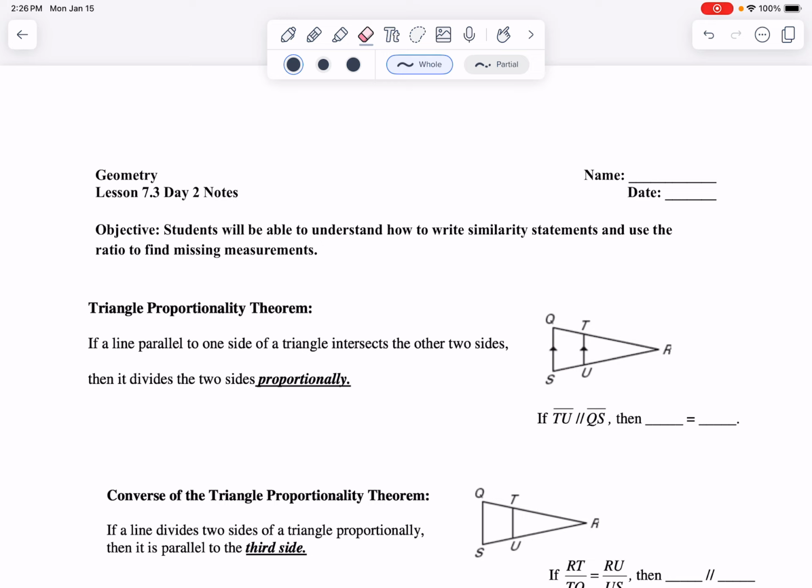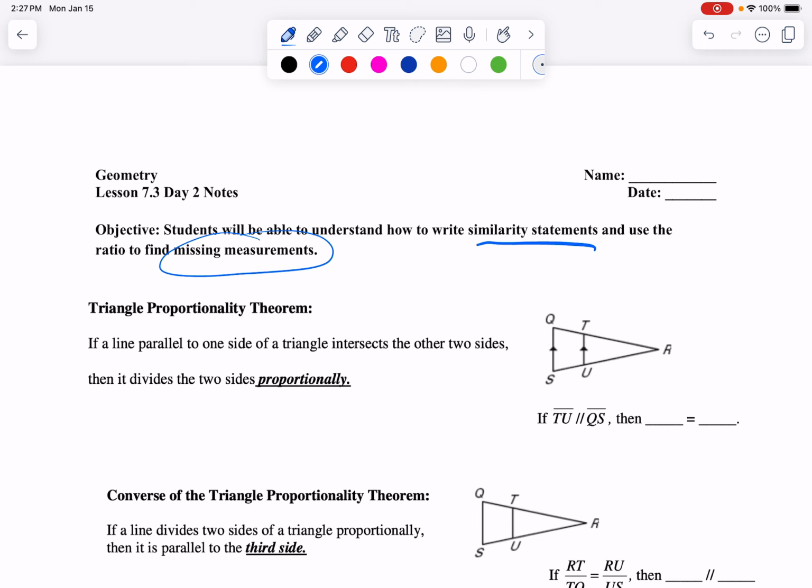We are basically going to go through lesson 7.3 day 2, which is continuing on with this idea of similar triangles and talking about proportional sides as it pertains to having similar triangles. So from 7.3 day 1, we learned how to write those similarity statements. What we're going to do now is find missing measurements using their ratios given certain parts.